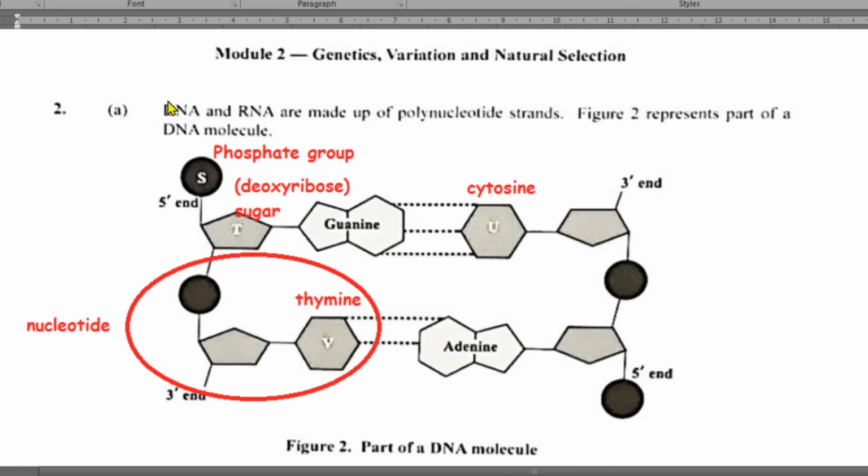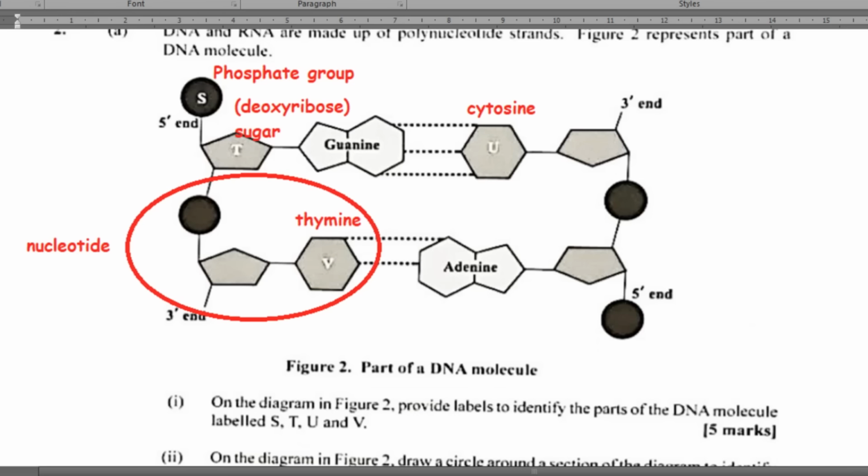Question 2. DNA and RNA are made up of polynucleotide strands. Figure 2 represents part of a DNA molecule. Here you can see part of it, and they said on the labeled diagram, provide labels to identify the parts of the DNA molecule labeled S, T, U, and V.